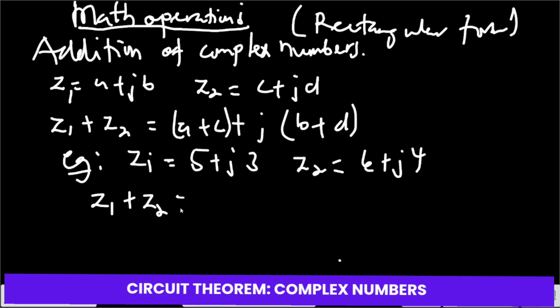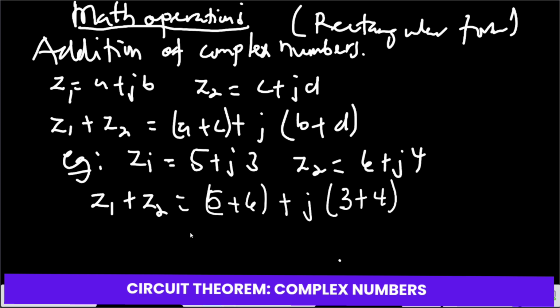z1 plus z2 is going to give us, the real parts are 5 and 6, so 5 plus 6 plus j into brackets 3 plus 4. Okay, so now we have 11 plus j7. That is our z1 plus z2.